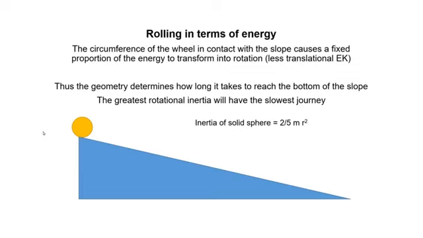So if we take the idea of a solid sphere, well, the inertia of that is given by 2/5 the mass of the sphere multiplied by the radius of the sphere squared. So as this rolls here, we see that it has a smaller inertia value, therefore it moves quite quickly.